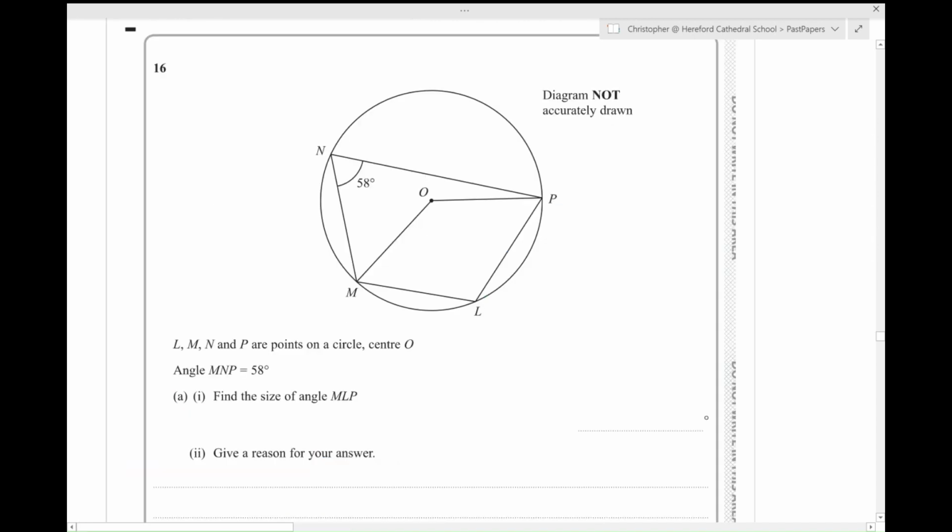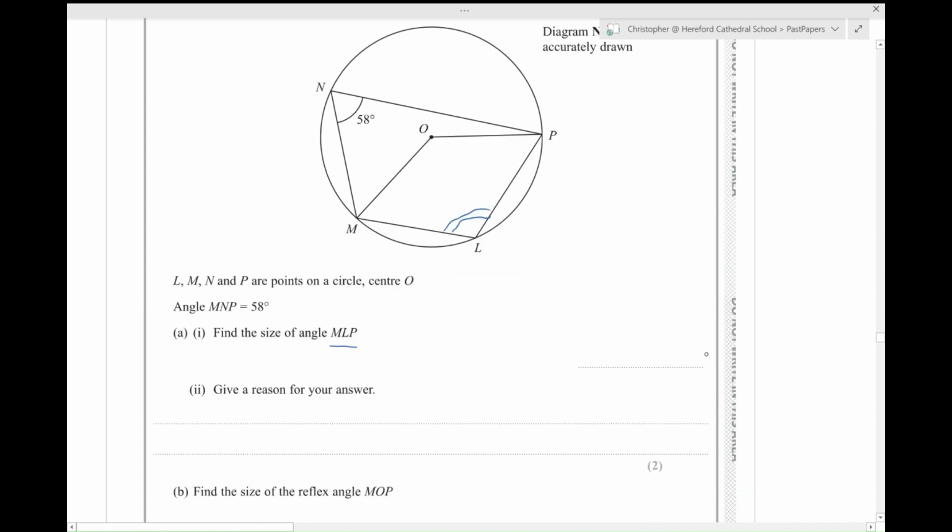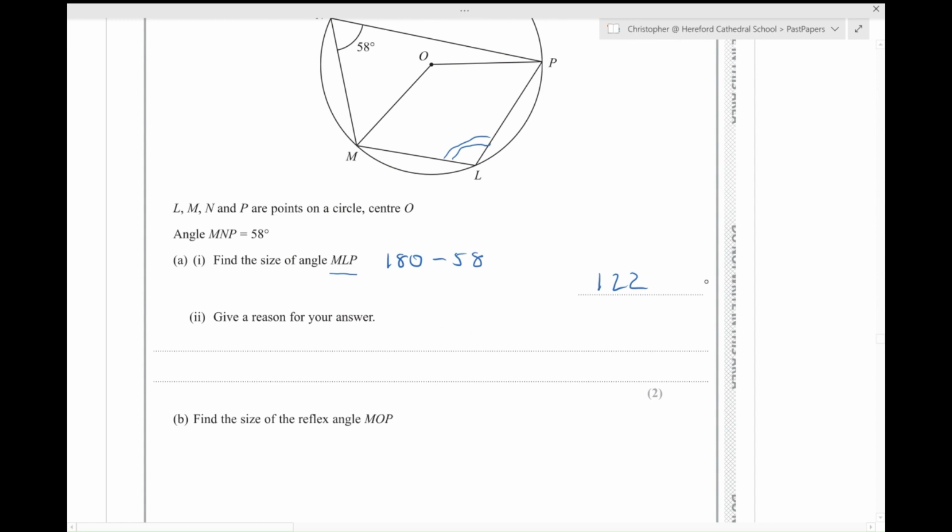Question 16, circle theorems. Right, so you're given some information and you're asked to find the size of angle MLP. MLP is this angle here, isn't it? Well, I can see a cyclic quadrilateral there. NMLP is a cyclic quadrilateral, and opposite angles of a cyclic quadrilateral add to 180. So MLP is going to be 180 minus 58, which is 122.